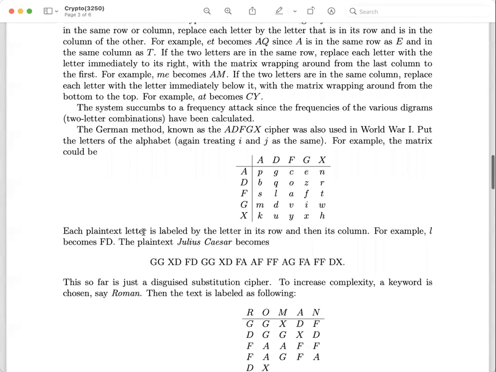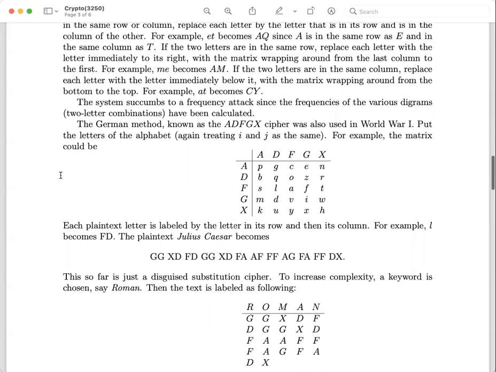The Germans had a different method, but it was basically the same level of sophistication. This is called the ADFGX cipher because A, D, F, G, and X are all very distinct letters in Morse code. And that's how this code was translated to and from, using Morse code.